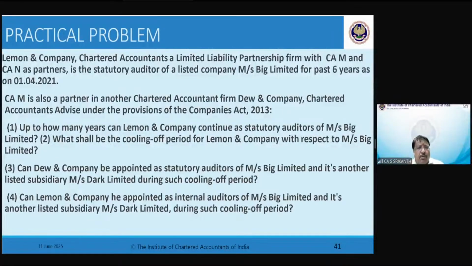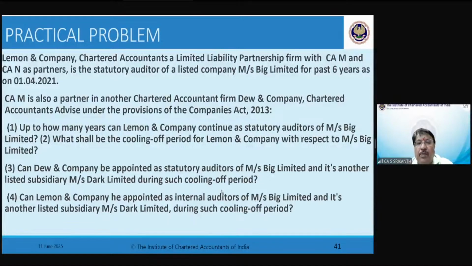Why not? They can be. Dew is going to be appointed as auditor of Dark, and somebody will be appointed as auditor of Big. Whoever is auditor of Big, whoever is auditor of Dark, Lemon can be appointed as internal auditor of Big and Dark. I'm not seeing you giving any answer on internal audit. See, this cooling period is only for statutory audit. It is not for internal audit.